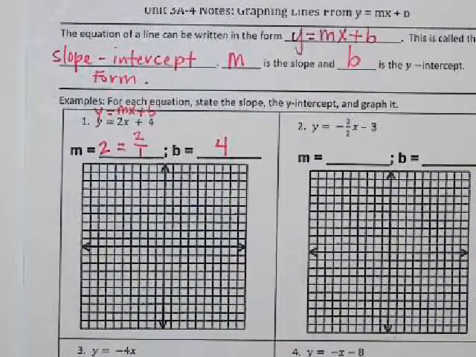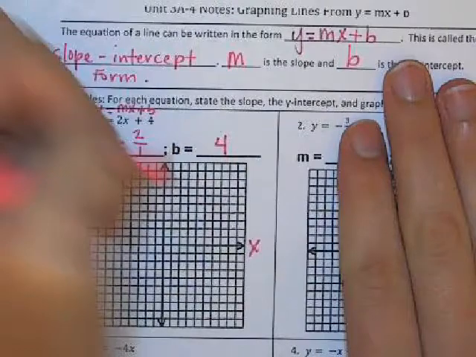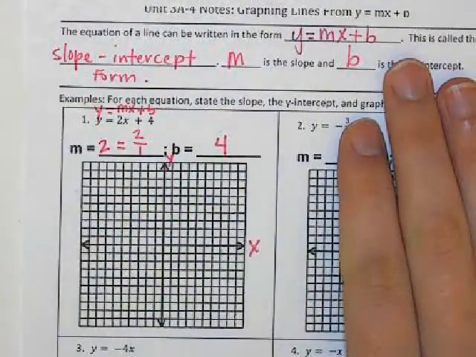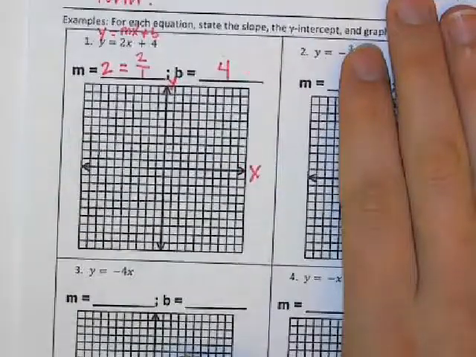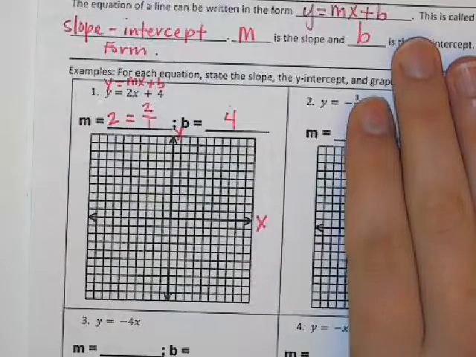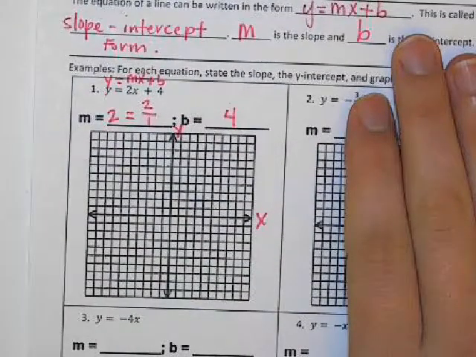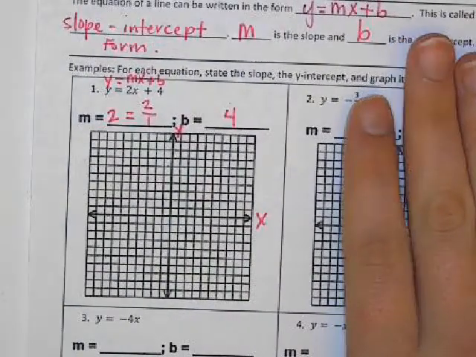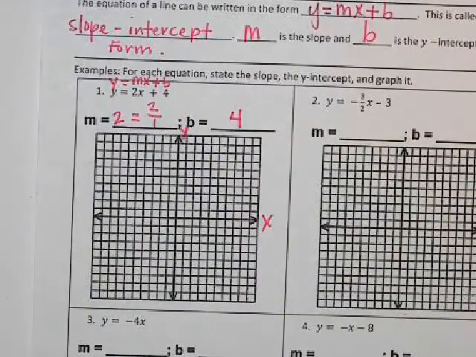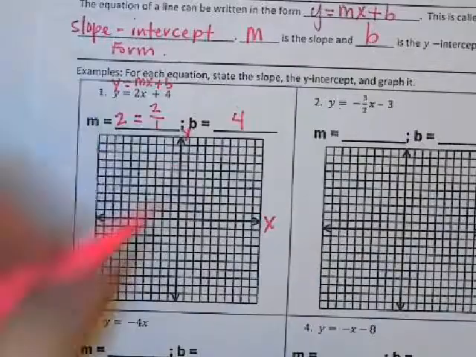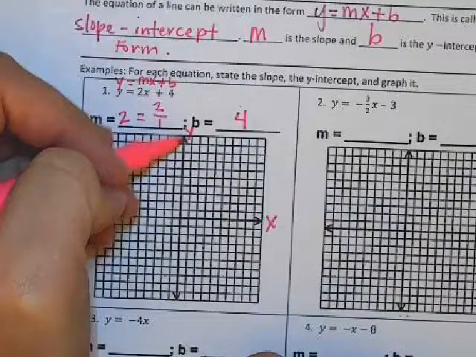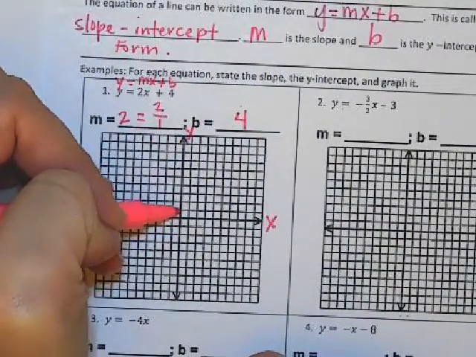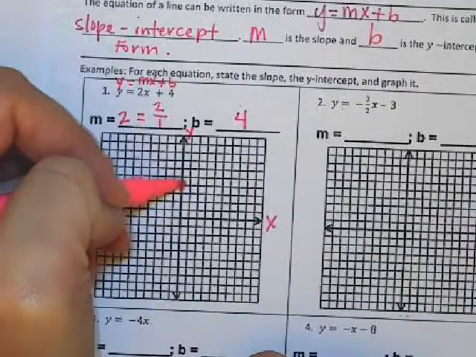Now we're going to graph it. Label the x and y axis. B stands for your y-intercept. Remember, you can't do slope from nothing. You can't start wherever you want. You have to have a starting point, and your point is your y-intercept. So we start with our y-intercept, positive 4. I go to my y-axis, go up 4 and put my dot.